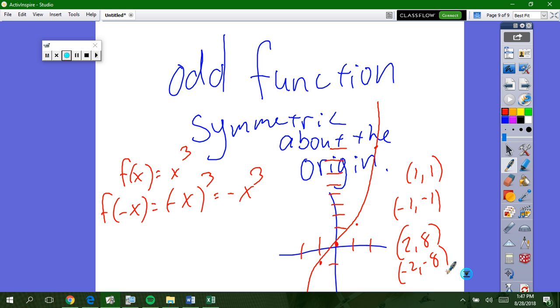So, symmetry about the origin is technically what that means. You take this coordinate, this quadrant, and you flip it down, and then flip it over. Does that make sense? Or if you reflect about the x-axis and then reflect about the y-axis, would you get the exact same graph? Does that make sense what I'm saying? Want me to show you what I mean by that?